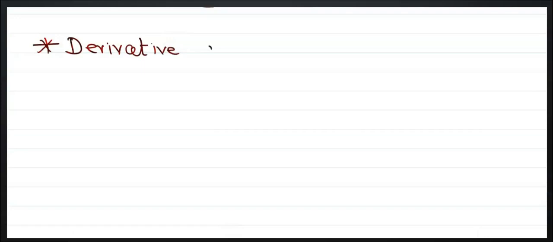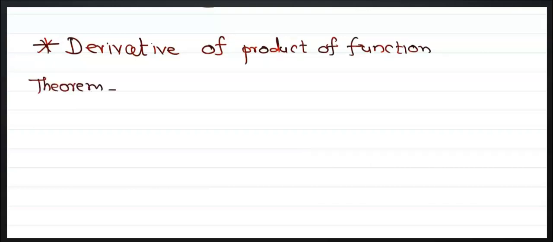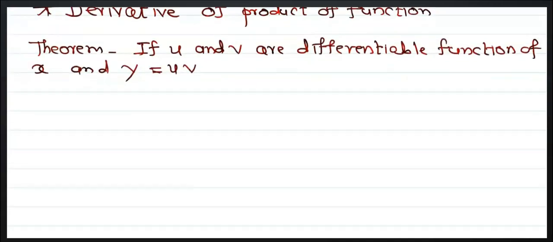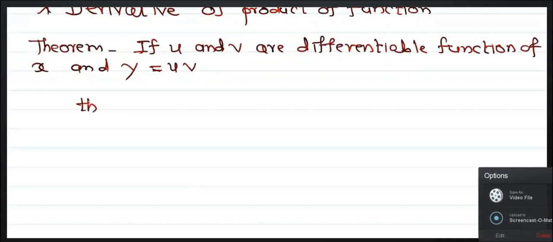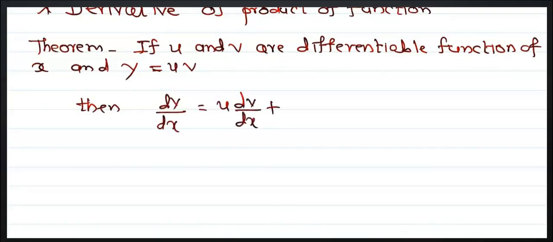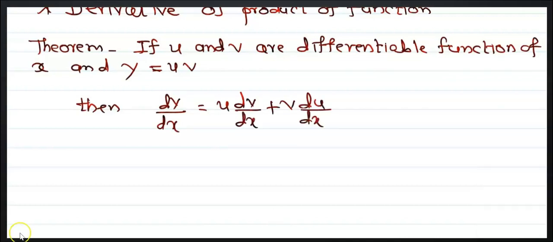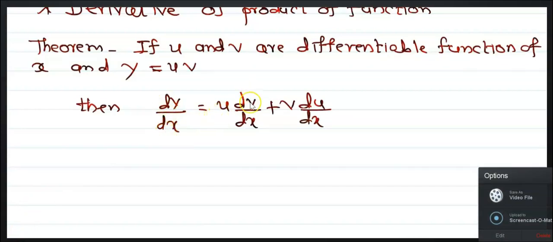Now the derivative of a product, that is y is equal to u into v. That is the product of two functions. If u and v are differentiable functions of x and y is equal to u into v. In the previous rules we saw y is equal to u plus v, y is equal to u minus v. Now what we are going to see is y is equal to u into v. When there is a product of two functions, then dy by dx is equal to u into dv by dx plus v into du by dx. See how the rule is: dy by dx is equal to u into dv by dx plus v into du by dx.